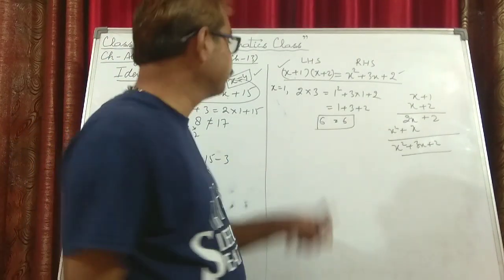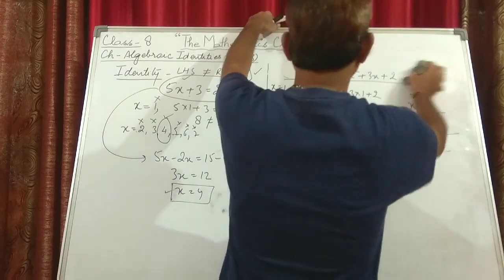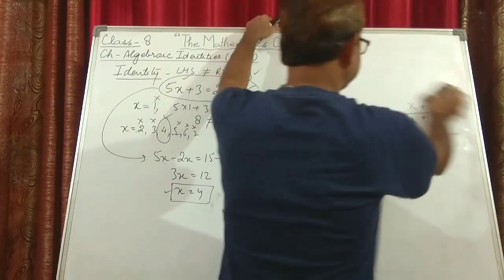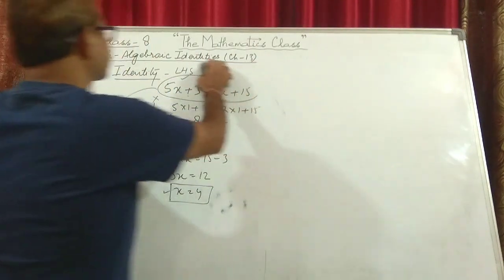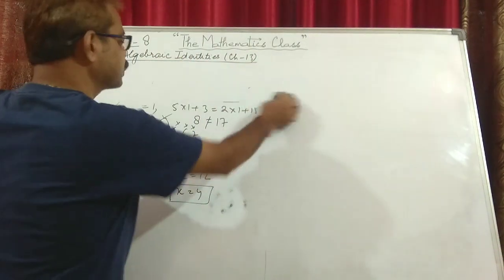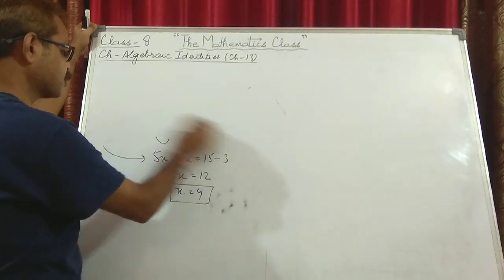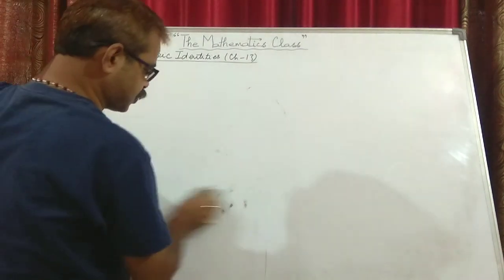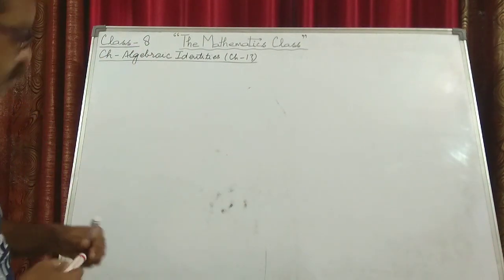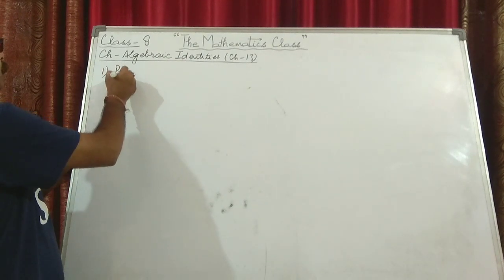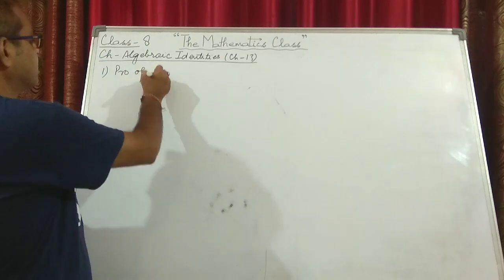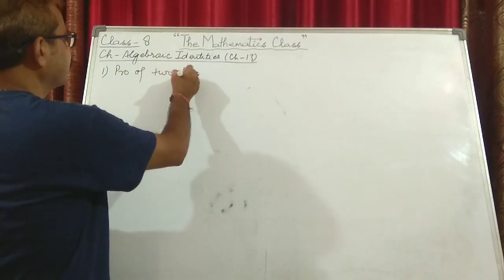Now we move on to the first identity, and the first identity is x plus a into x plus b. We will be using this identity in solving the questions. So the very first identity is the product of two binomials.